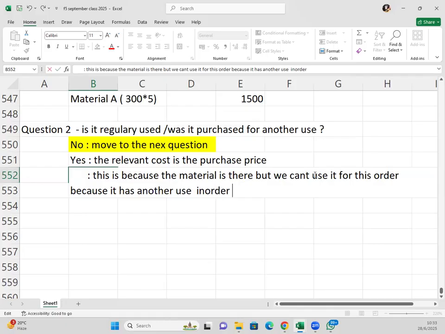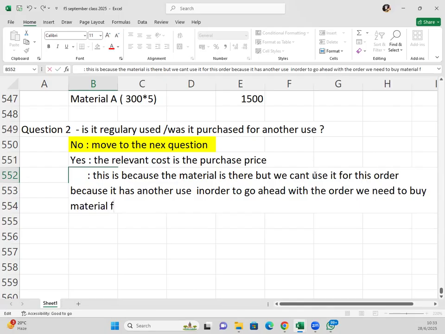In order to go ahead with the order, we need to buy material for the order. So we have the material in stock, but it has another use. So it's as good as we don't have it. So what is the cost of the material? We again go into the market and check how much is the material cost. The relevant cost would be the cost of going into the market and buying this material, because it's there, but it has another use.